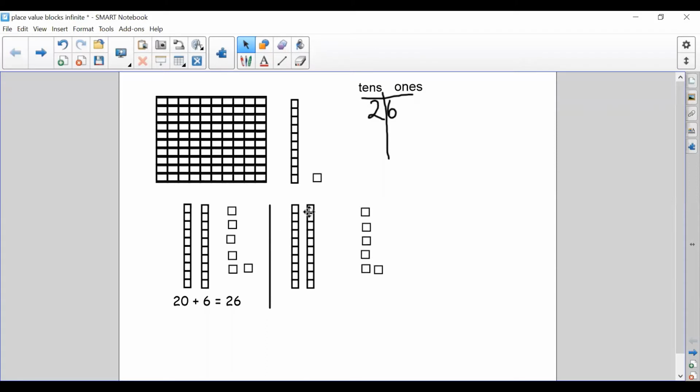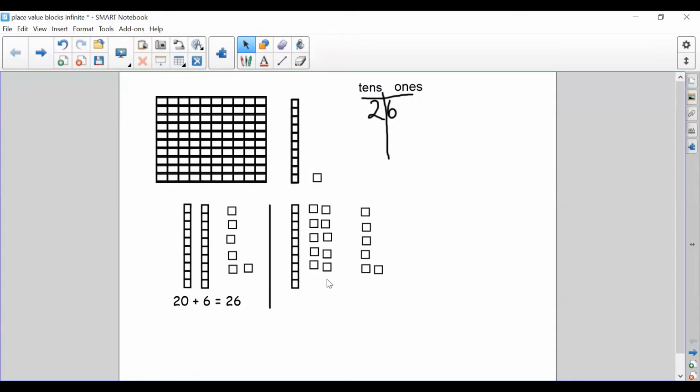Okay, so see in our second drawing here, we still have 26. We have 2 tens and we have 6 ones. But right now we're going to take this 10 and show it as 10 ones instead of 1 ten. It'll still be the same. So all we did was break apart one 10 stick into 10 little ones. It's almost like taking scissors and cutting it apart.